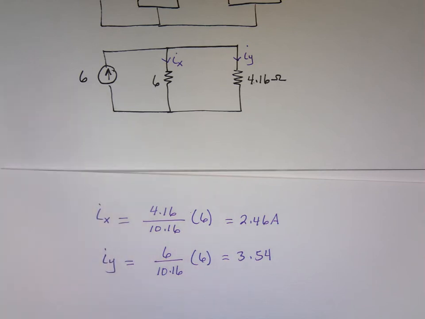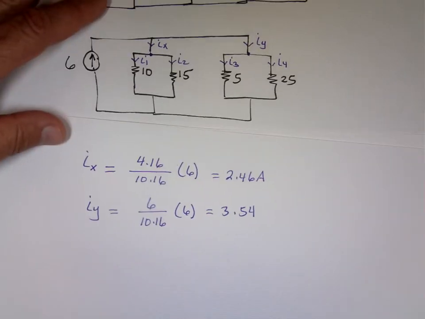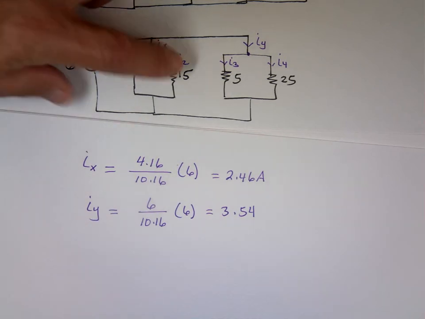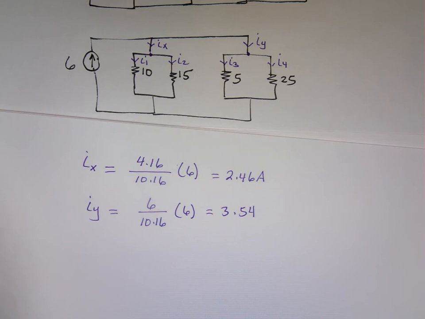Well, I know what you're thinking, like, who cares about I sub x? That wasn't the question. The question, what is I sub 1, what's I sub 2? Let's go one slide upward, right there. If I know what this current is, can I figure I sub 1, I sub 2? Current division one more time.